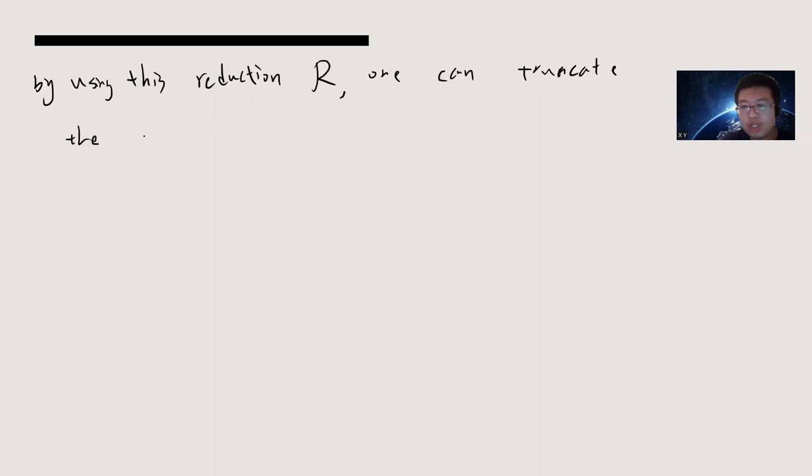By using this reduction R, one can truncate. If you do this one by one, you will get exponential growth. So if you build a sum 2^L which is greater than T, then one can truncate the level to be only T. So basically you can just chunk the number of formulas in level L to be only T.